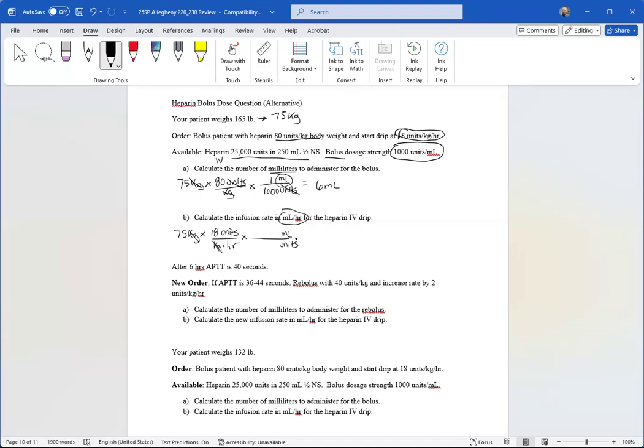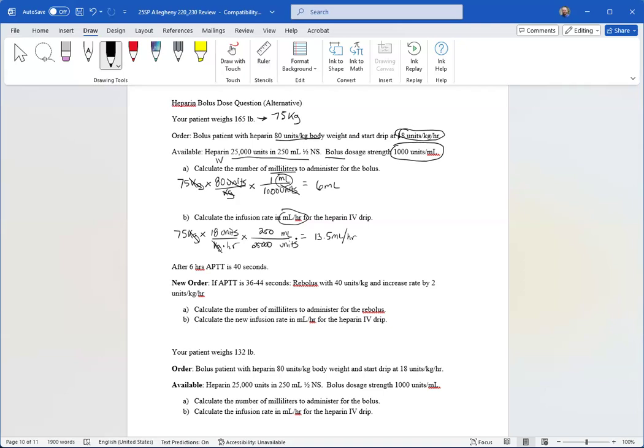This time, I'm not going to use the bolus. I'm going to use the IV. So 25,000 units, 250 ml. And then I'm going to get 75 times 18 times 250 divided by 25,000. And I'm going to get 13.5 ml per hour.